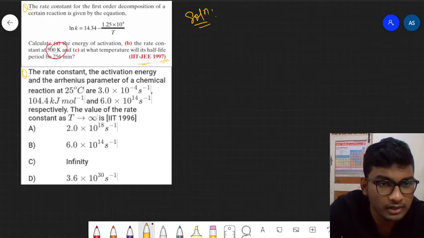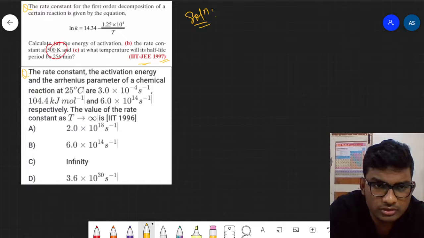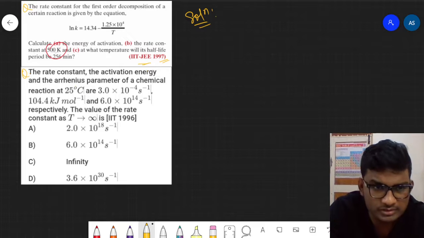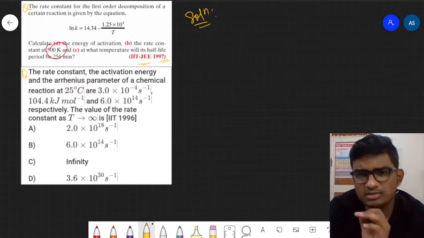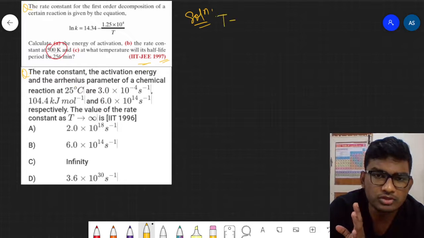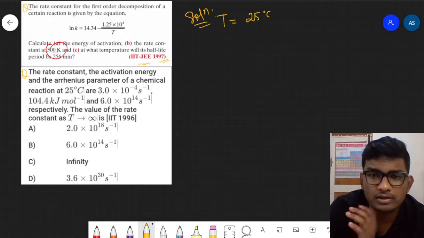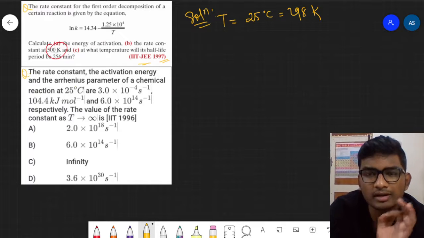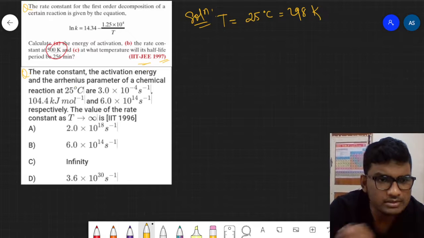It is asking that the rate constant, the activation energy, and the Arrhenius parameter of a chemical reaction at 25 degrees centigrade are this. Let's see what they have given. First thing is temperature. Temperature is given as 25 degrees centigrade, which is equal to 298 Kelvin. Alright, 298 Kelvin. That's it. What is it asking?